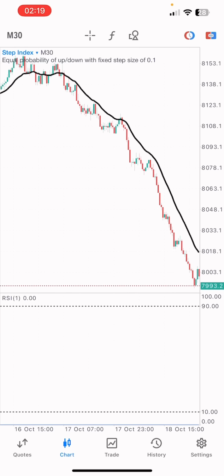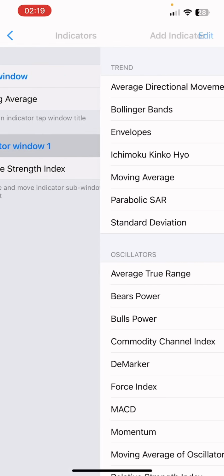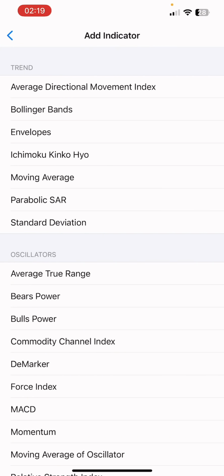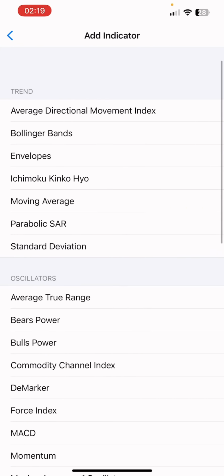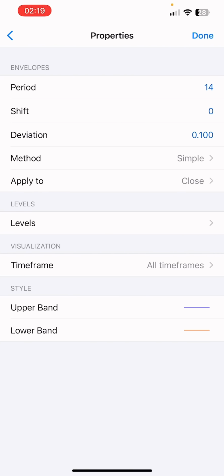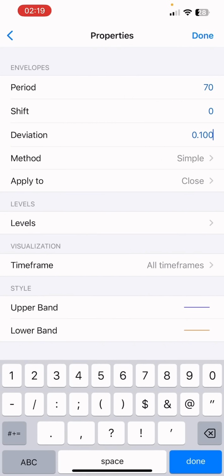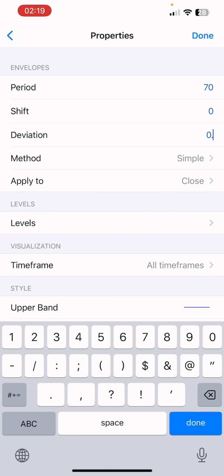Then the next indicator we are going to add will be under indicator window 1, not the main window again. Under indicator window 1, you press this one and look for envelopes. Under trend, the third one you see is envelopes. The period is going to be 70. The shift is going to be 0. The deviation, we are going to change to 0.900.